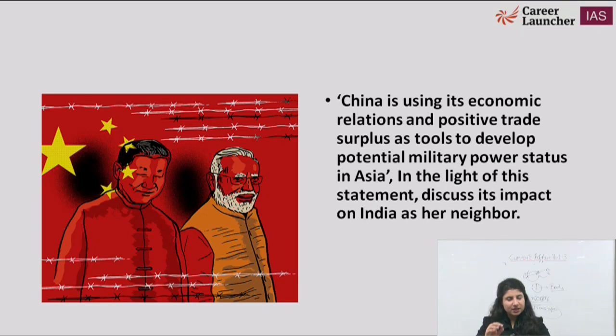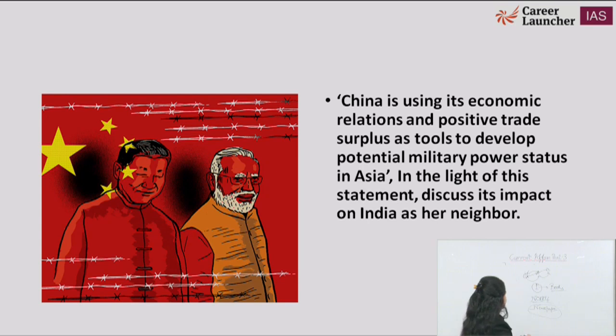So whenever you see any question in the examination hall, there has to be some sort of anxiety. You have to control that anxiety and try to read the question twice or thrice. Read calmly, the paper is not running away anywhere. And then try to understand what is being asked in the paper. In the light of this statement, discuss its impact on India as her neighbor.